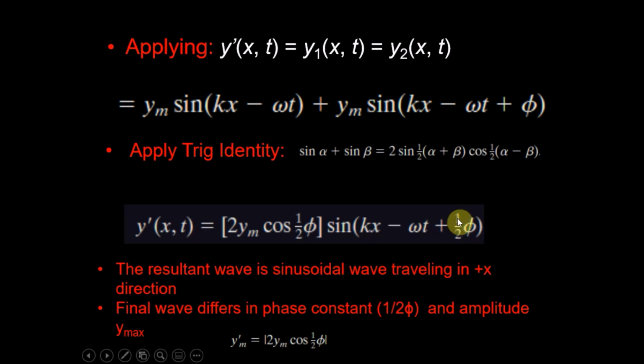So essentially, all we've really done is say that one wave is 1/2 of a phase out compared to the other. We'll end up with a cosine result here and a sine result here, coming from this particular equation. So the final wave will essentially be a wave differing in phase constant by 1/2 phi, and with an amplitude of 2 times the amplitude times cos 1/2 phi.